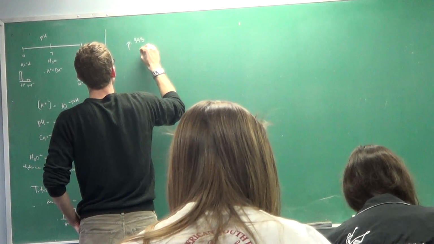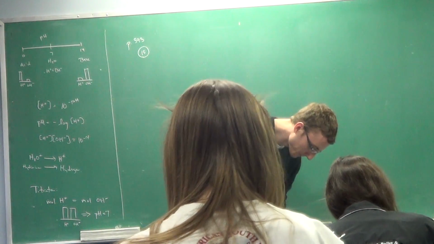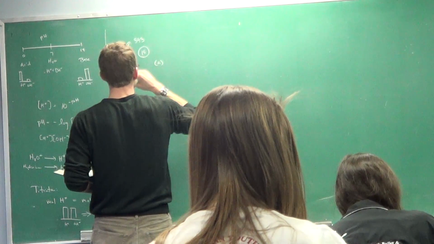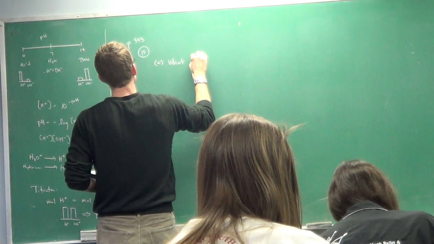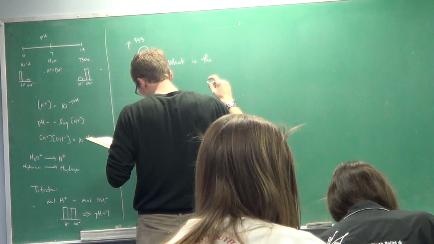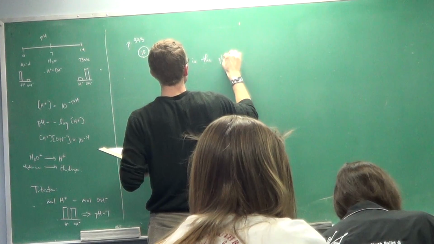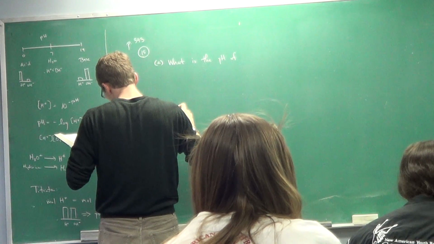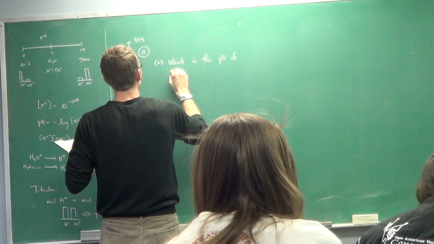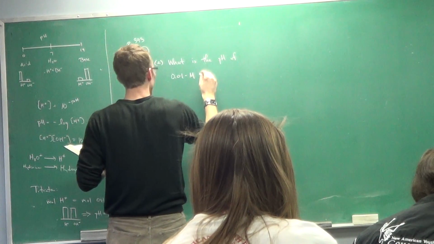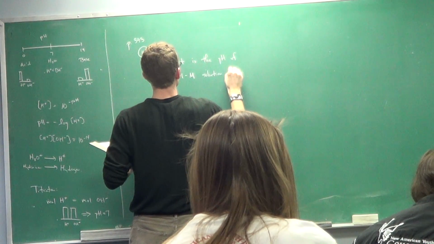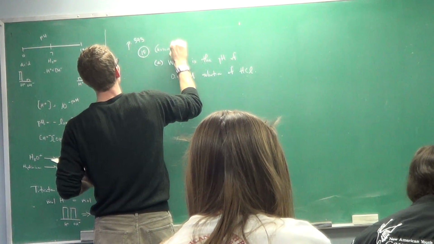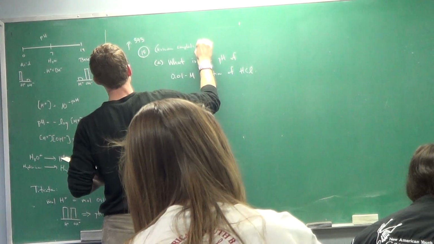Okay. So, page 393, number 15. Part A says, what is the pH of a 0.01 molar solution of HCl? And they tell us to assume complete ionization.